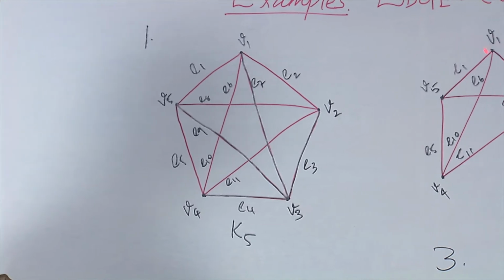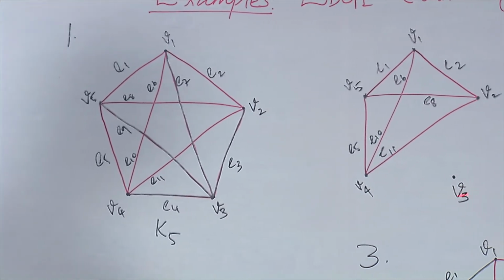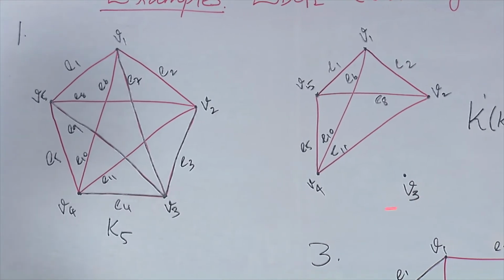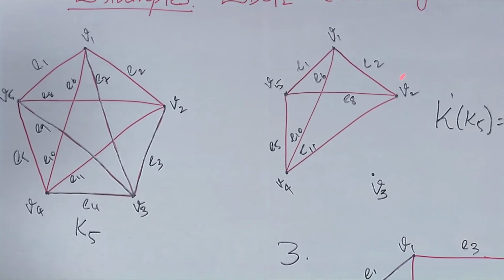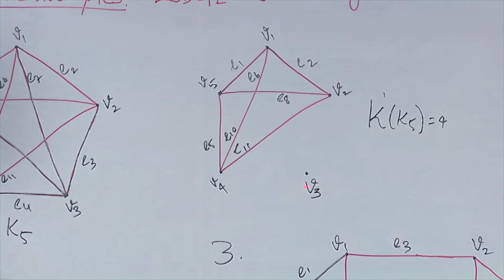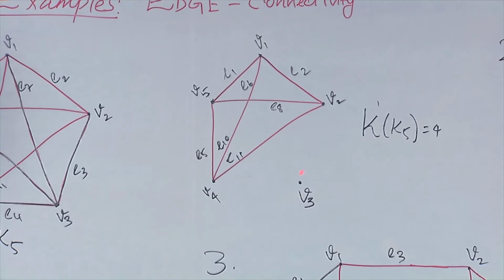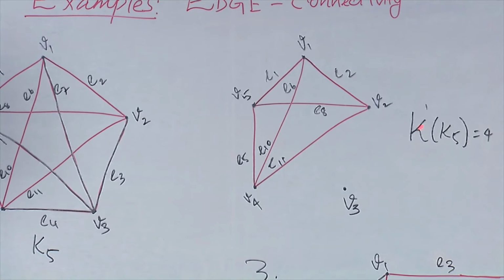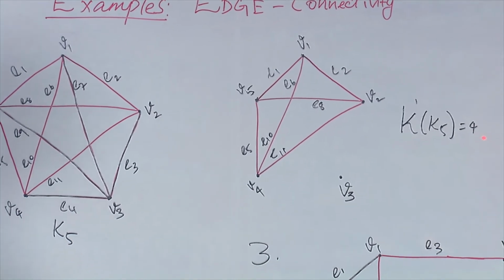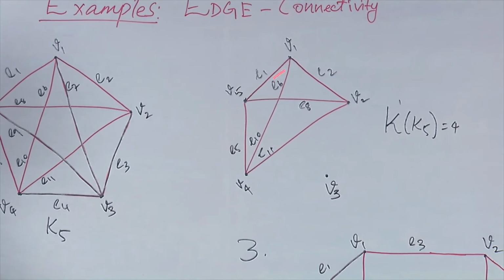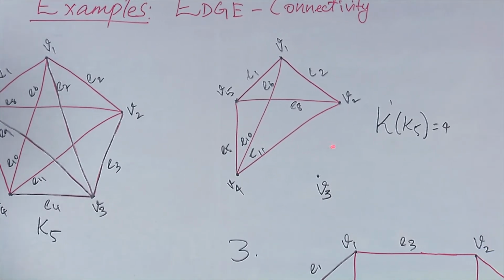If I remove all the edges incident on this particular vertex V3, the degree of V3 has become 0 now. So, this graph has two components, one component is this and the other component is this, which means this is a disconnected graph. So, we are done with this. How many lines did we remove here? We removed 4 lines, therefore the edge connectivity of K5 is 4. And this is the minimum number. If you remove any 3 lines from this graph, the resulting graph will still be connected. So, here the edge connectivity of K5 is equal to 4.